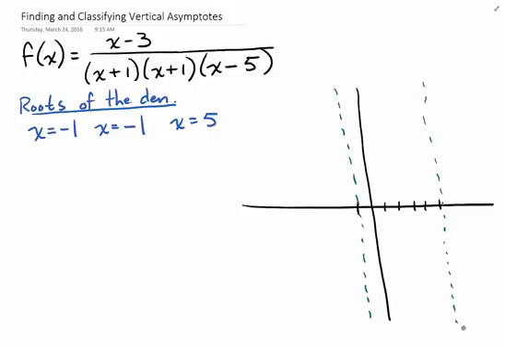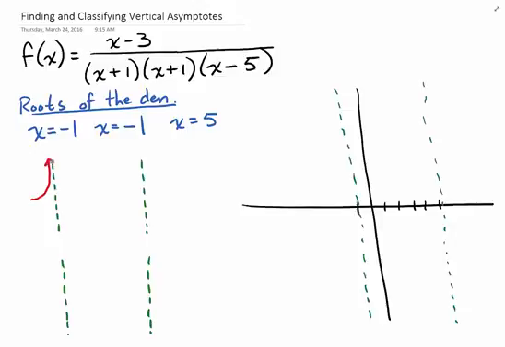Okay, so we've found the vertical asymptotes. Now we need to classify them. And remember, there are 4 things that can happen at a vertical asymptote. So let's draw in a couple examples here. Let's draw 4 vertical asymptotes. So near a vertical asymptote, there are 4 things that can happen.